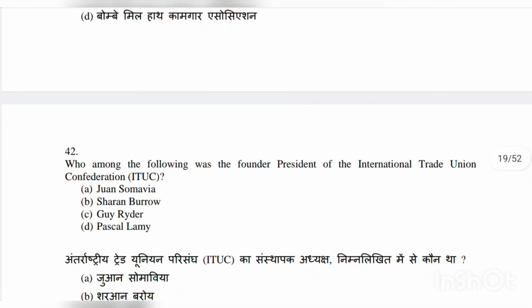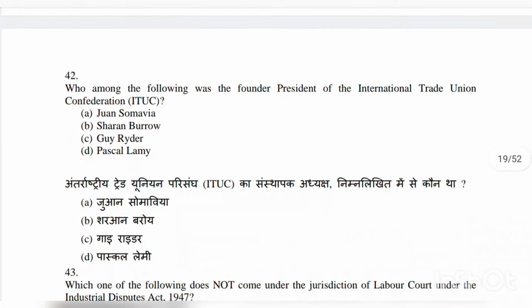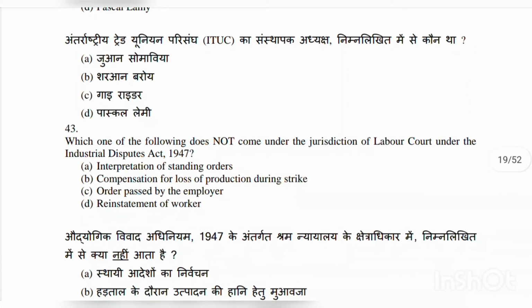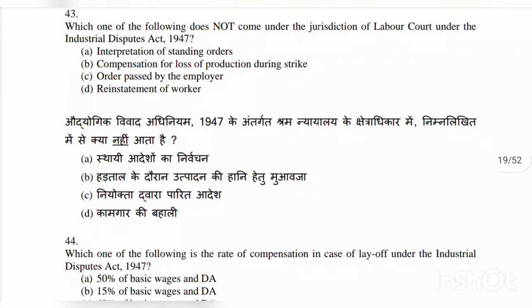C. Who among the following was the founder president of the International Trade Union Confederation? That is B. Sara Burrow. Which one of the following does not come under the jurisdiction of the Labour Court under the Industrial Disputes Act 1947? That is compensation for loss of production during strike. This does not come under the jurisdiction of the Labour Court under the Industrial Disputes Act 1947.